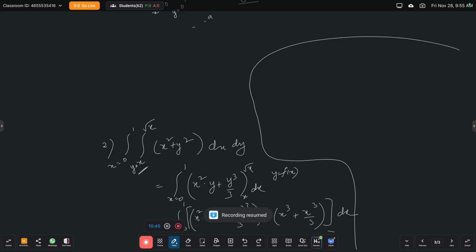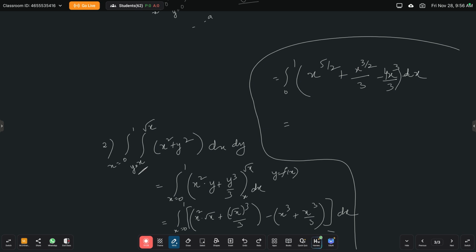Now we simplify it. Integral 0 to 1 of x squared into root x, that is x power 1 by 2, gives x power 2 plus 1 by 2, which is 5 by 2, plus x power 3 by 2 over 3, minus x cubed minus x cubed by 3, giving 4 x cubed by 3. So directly we can write 4 x cubed by 3 into dx.